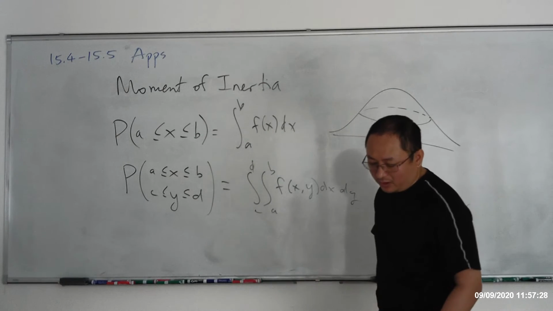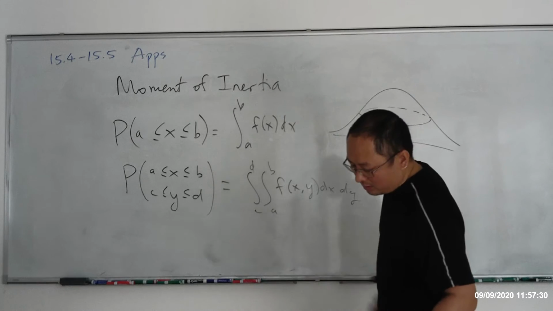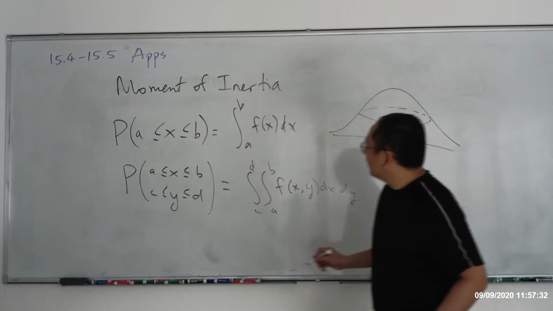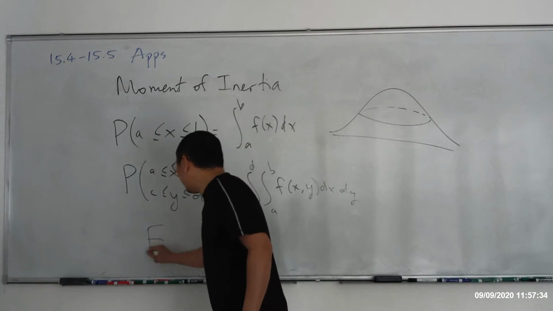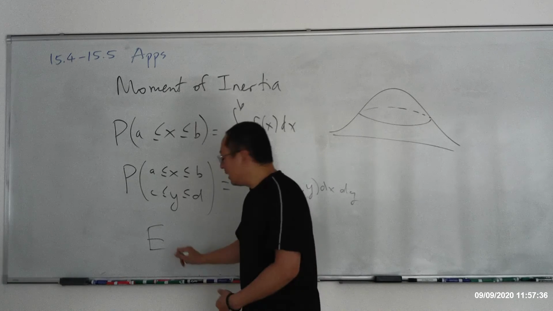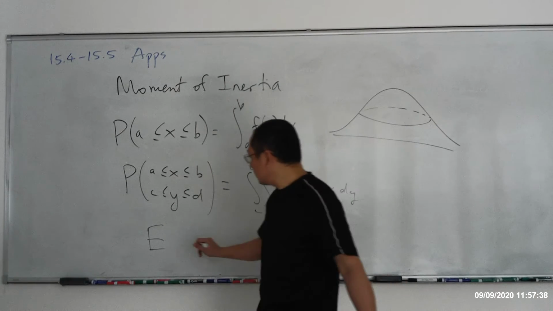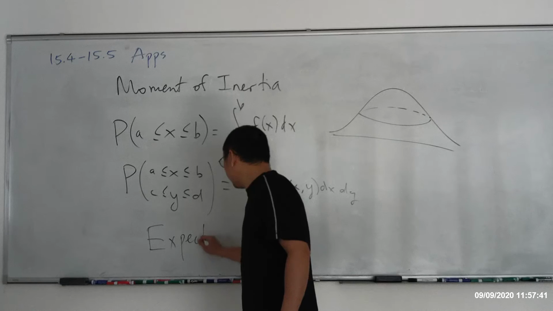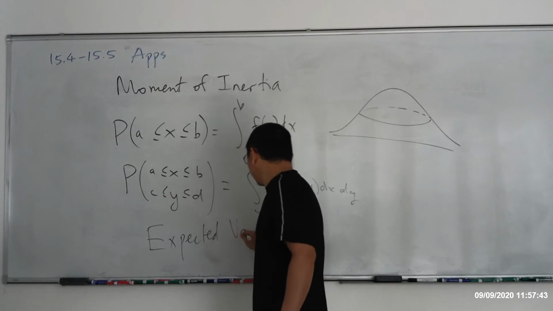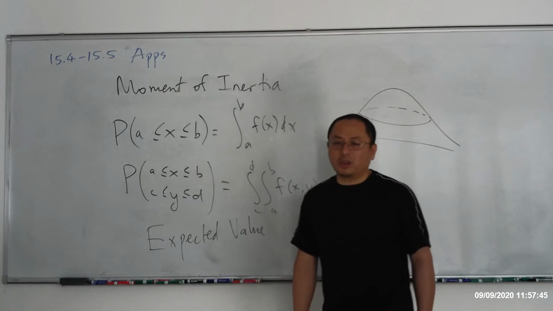They have something called the expected value, which is the mean. I don't remember if I gave you any homework on this, but I see it in the book, so I'll just show it to you. Expected value. So you can think of this one as the mean.